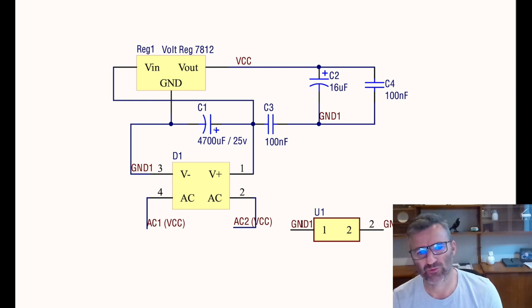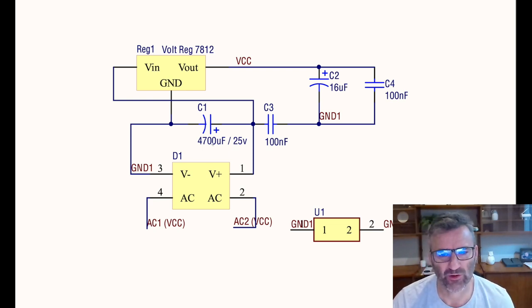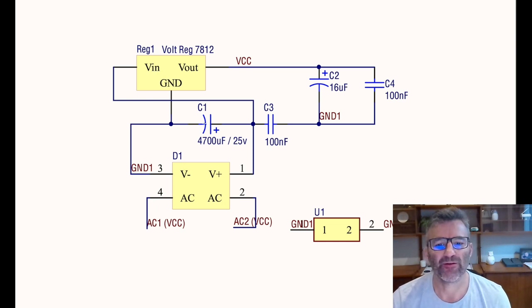You need a 2200 microfarad at least, right? Try 1000 in here. I've tried it, it doesn't work. It needs to be at least 2200. These 100 nanofarad caps here are just additional filter smoothing caps for the DC supply.